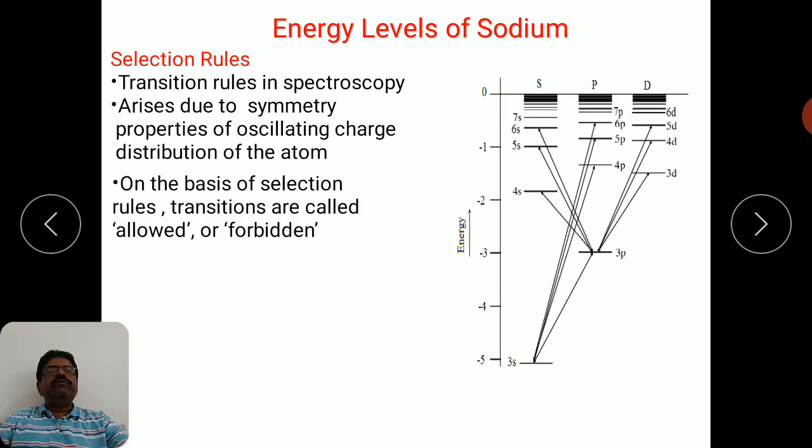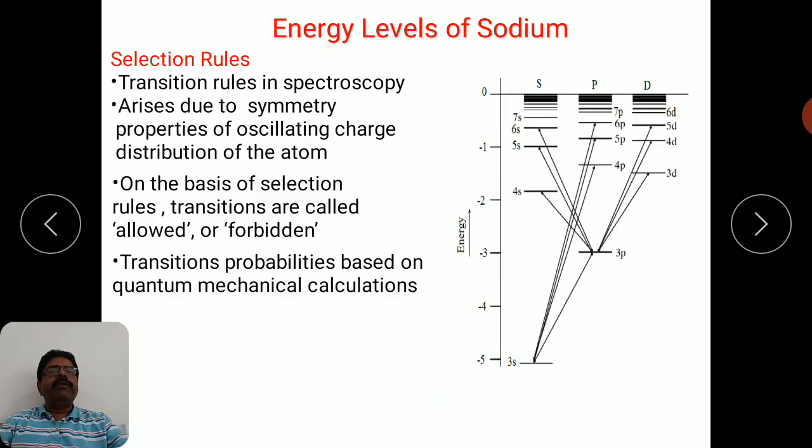On the basis of these selection rules, transitions are called either allowed or forbidden. Some transitions are allowed, some transitions are forbidden. Transition probabilities are based on quantum mechanical calculations. This set of rules is calculated by studying the oscillating charge distribution of an atom quantum mechanically, and these calculations result in a certain set of rules, which are called selection rules. So let us see what these rules are.